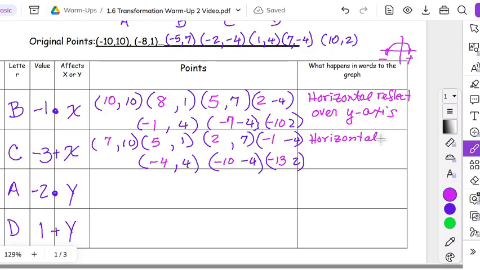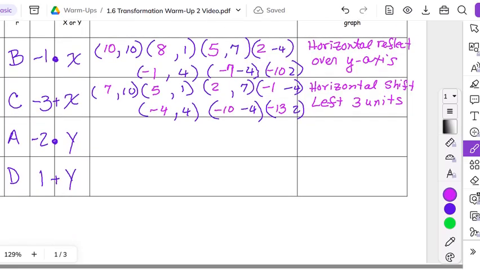You're moving left and right. And so inside is always the x, so inside will always be horizontal. And so it's a horizontal shift left 3 units. And so that's how you're describing it. You're not saying that you multiplied all the x values by -1 and then added a -3. You're describing what's happening to the graph, not what you're doing to the x or y values.